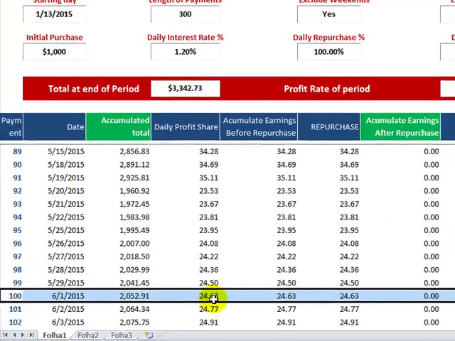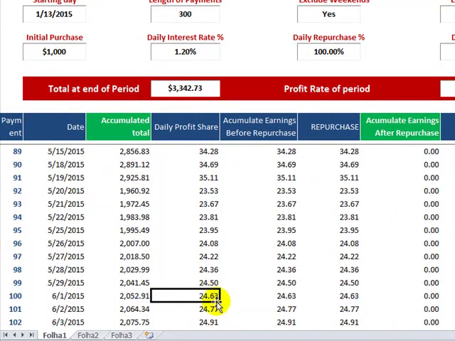Okay, it doesn't repurchase. For example, this year the 24.63, only $24 goes back in. Anything after the decimal, the cents, does not get added to the next day. So that's why I say it's 99% accurate. Okay, so that's very accurate. At least it gives you an account.